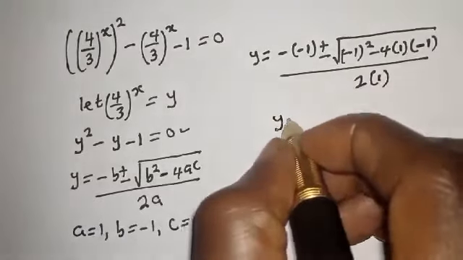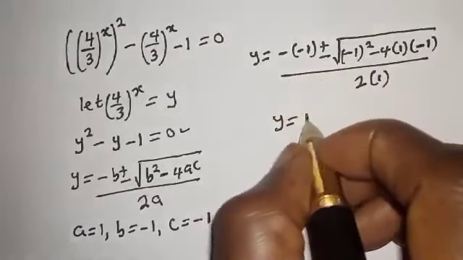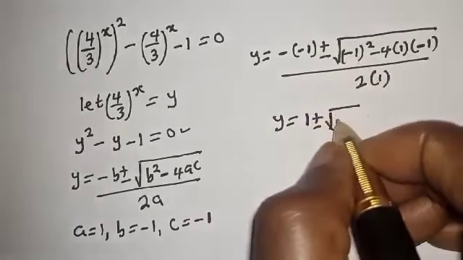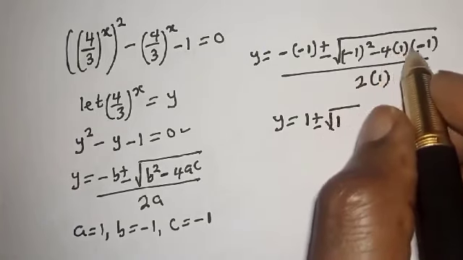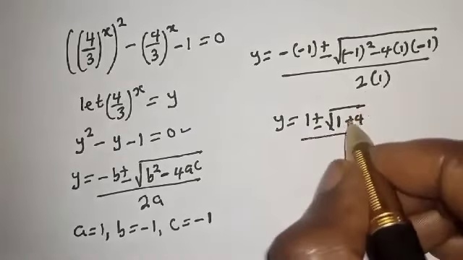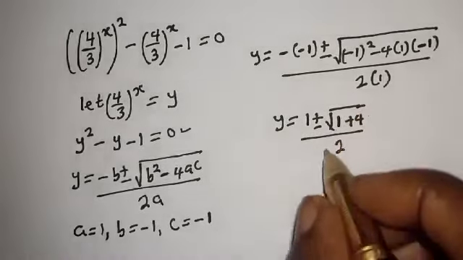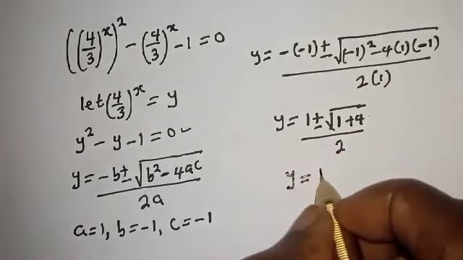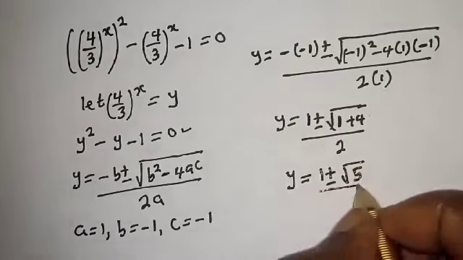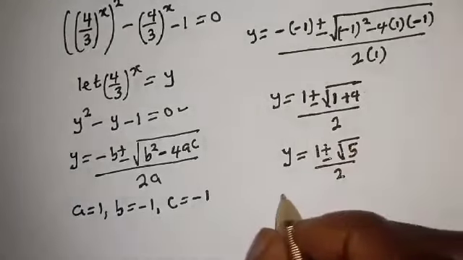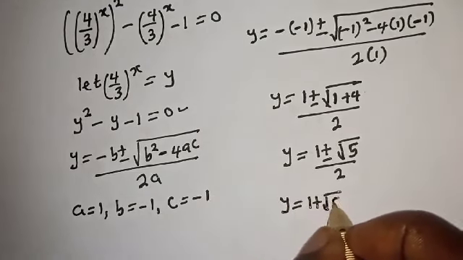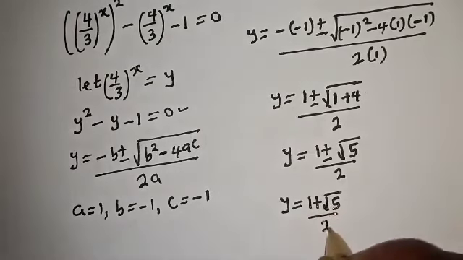Then y is equal to minus times minus 1, that is 1, plus or minus square root of minus 1 square, that is 1, minus 4 times 1 times minus 1, plus 4, over 2 times 1, that is 2. Then y is equal to 1 plus or minus square root of 5 over 2. Then from here, y is equal to 1 plus square root of 5 over 2.